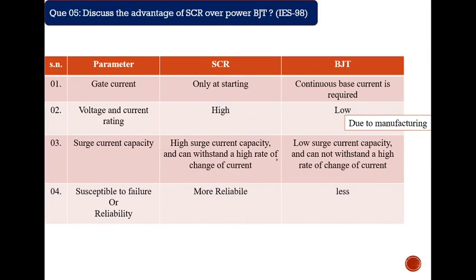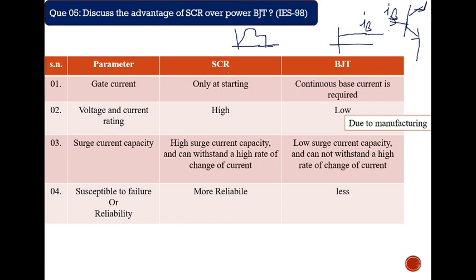This is the basic comparison between the SCR and BJT. As I have already mentioned, for the SCR the gate current is required only for the turn-on time, in this fashion: a high gate current, then a small gate current for only the turn-on period. But for the BJT, continuous gate current is involved, and that means base current. The symbol of the BJT is here, and the current required here is called the base current; this continuous base current is involved.